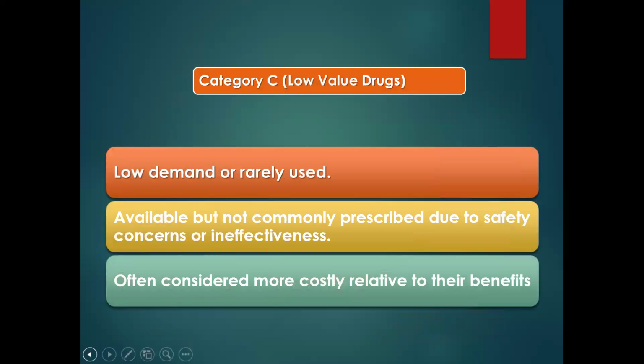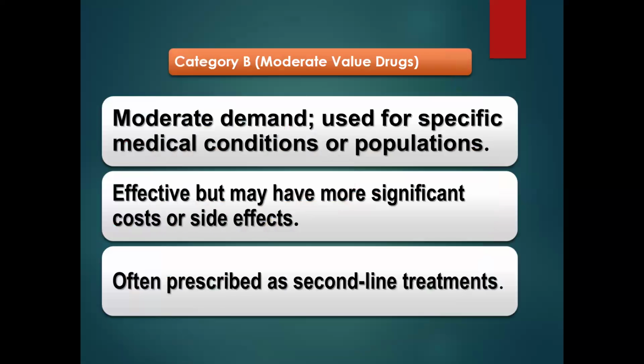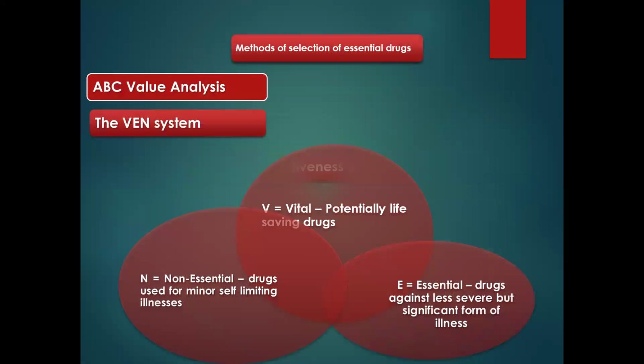Now let's look at the other method of drug selection, known as the VEN system. The V stands for vital or potentially life-saving drugs. The E stands for essential drugs that are for less severe but significant forms of illness, while the N stands for non-essential drugs used for minor self-limiting illness.